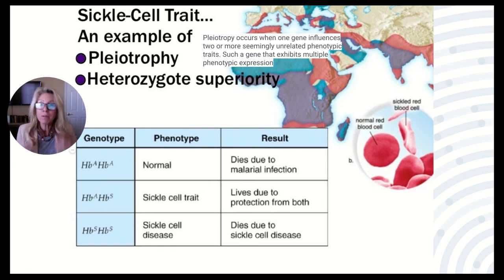And then another example is cystic fibrosis. If you're a carrier for cystic fibrosis, you're more resistant to typhoid fever. So this is an example of pleiotropy, and I know we talked about it back in genetics, but I popped in a definition right here in case you're forgetting. And this is when you have this one gene, but it influences two or more seemingly unrelated phenotypic traits. And so you have multiple phenotypic expressions. So one of your phenotypic expressions, if you're a carrier, is that you're more resistant to malaria.